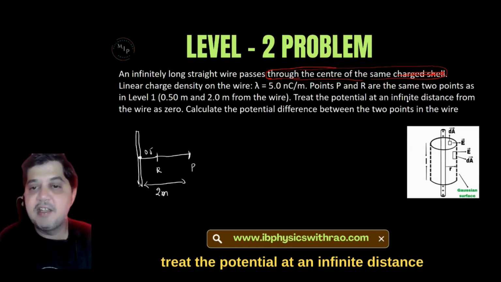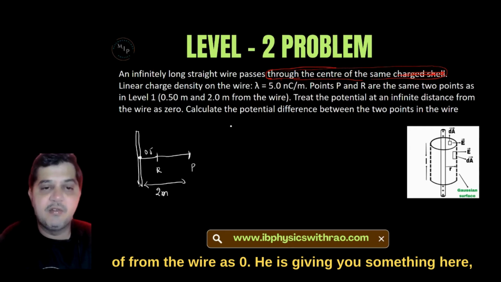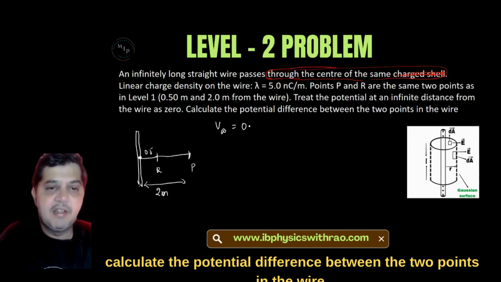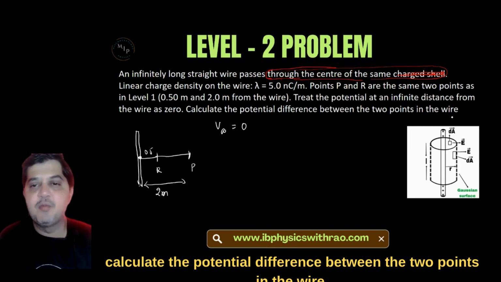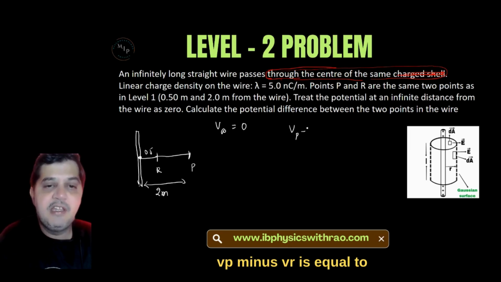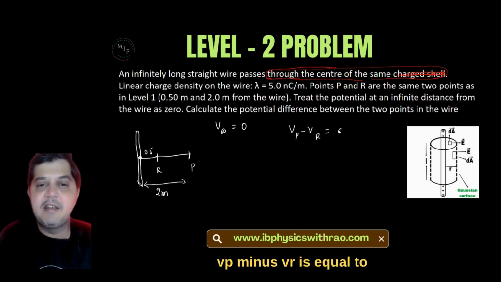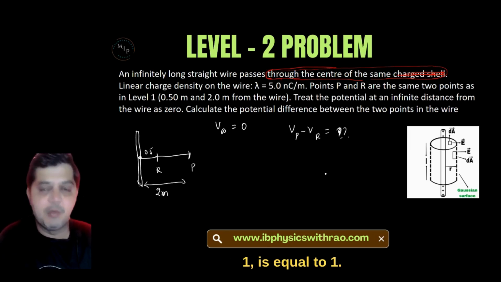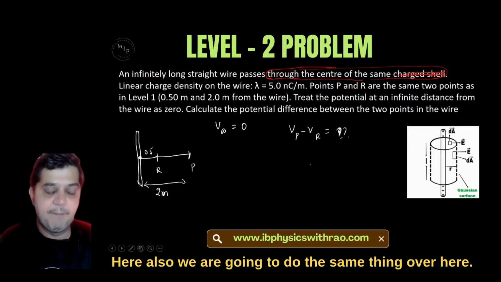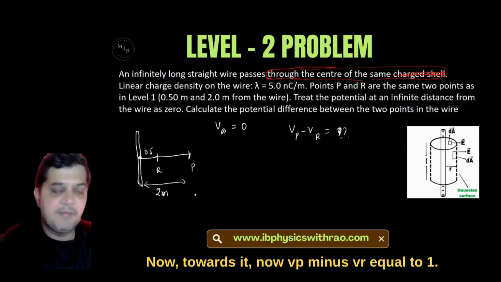And what is he asking? Treat the potential at an infinite distance from the wire as 0. He is giving you something here, which tells you V infinity equal to 0. Calculate the potential difference between the 2 points in the wire. He is once again asking you Vp minus Vr is equal to what? There also we did the same thing, right? Here also we are going to do the same thing.